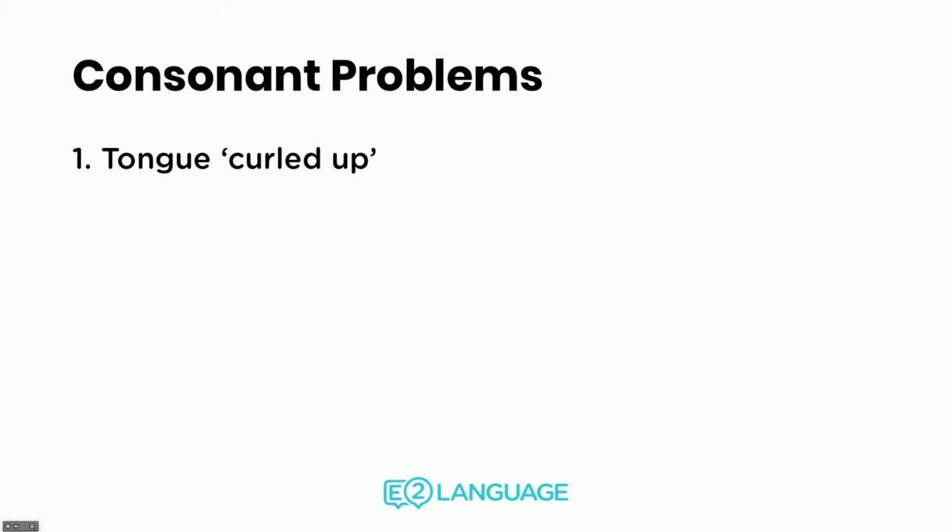So let's just look at some general problems when saying consonant sounds. The main one is, for Dravidian languages, your tongue is curled up in your mouth when you speak. You curl your tongue up and you use the roof of your mouth a lot when you're speaking. In English, we don't do this very much. Our tongues are not curled up, they're sort of out. And we use the back of our teeth a lot when we're speaking, okay?